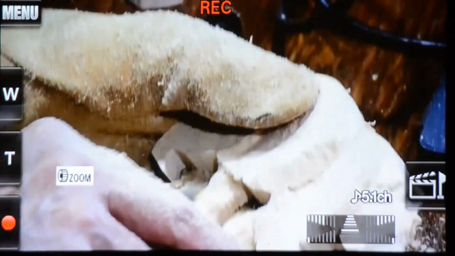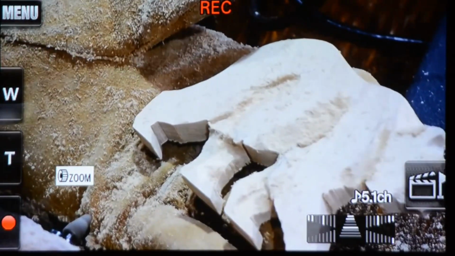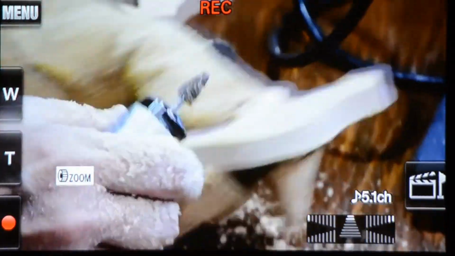Now I've essentially roughed out the basic information of all the reference points so that I don't carve them off or put them in the wrong spot. Now you can begin to just round the bear.